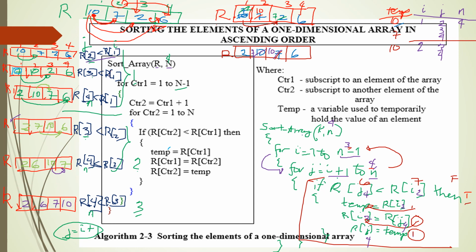Okay, true. So if it is true, again, swap. So R sub 2, we are referring to value 7. So 7 will be assigned to temp. And then R sub 4 is 6. Okay? So 6 will be assigned to R sub 2. So parang ganito. Ito ko na nalagay ha.